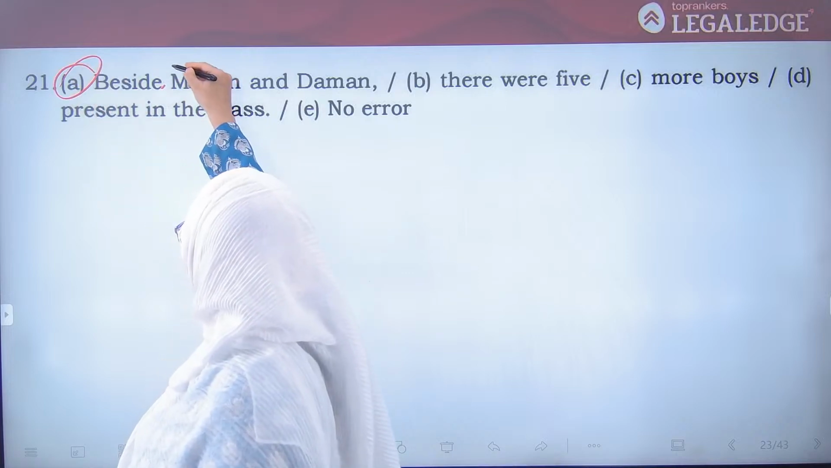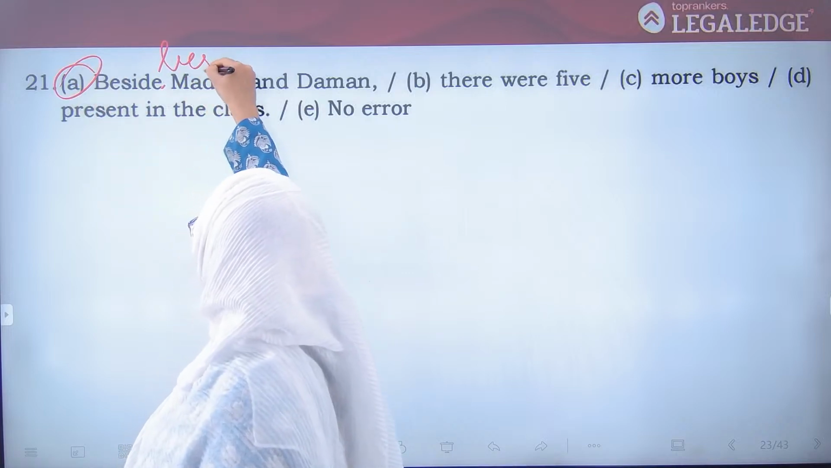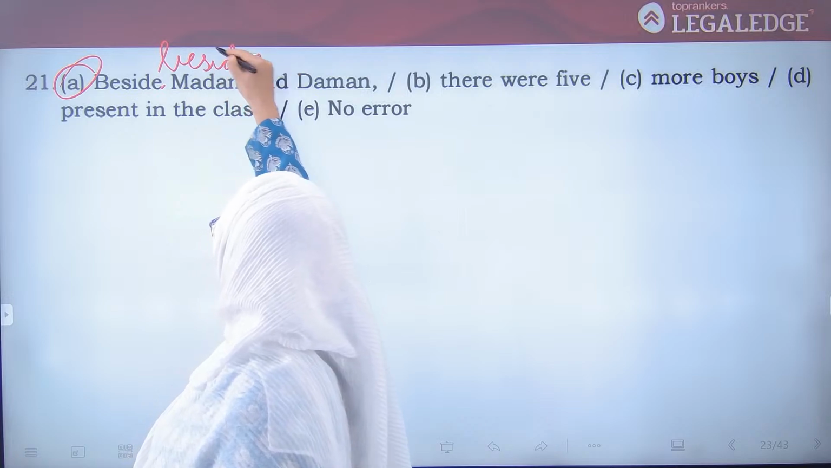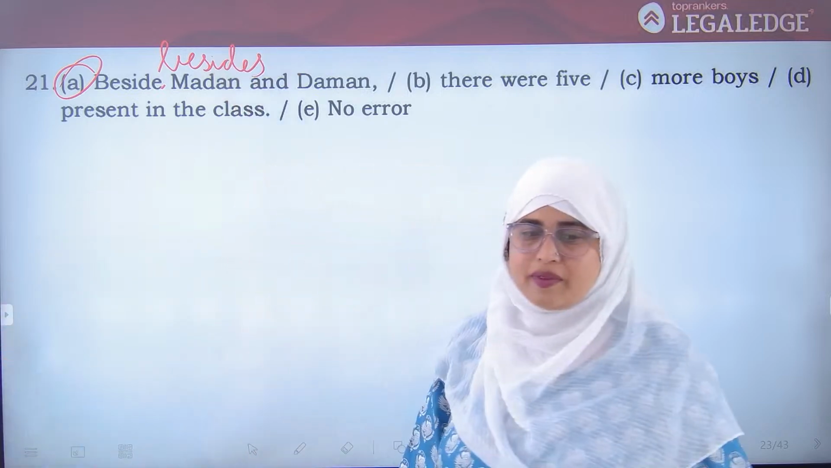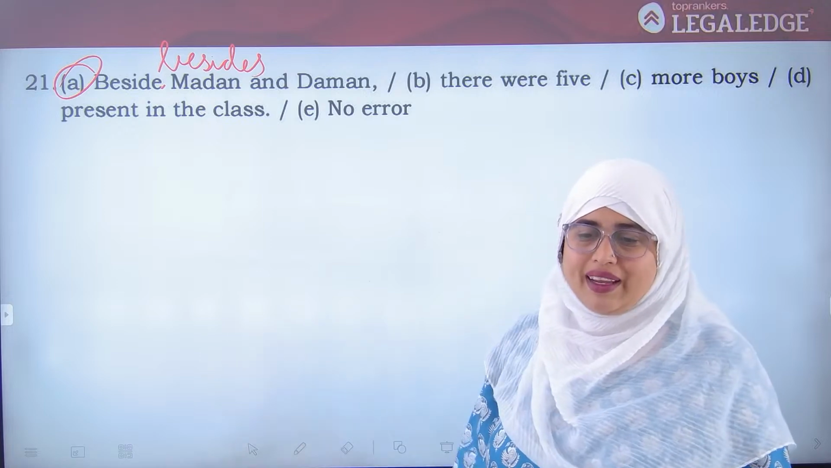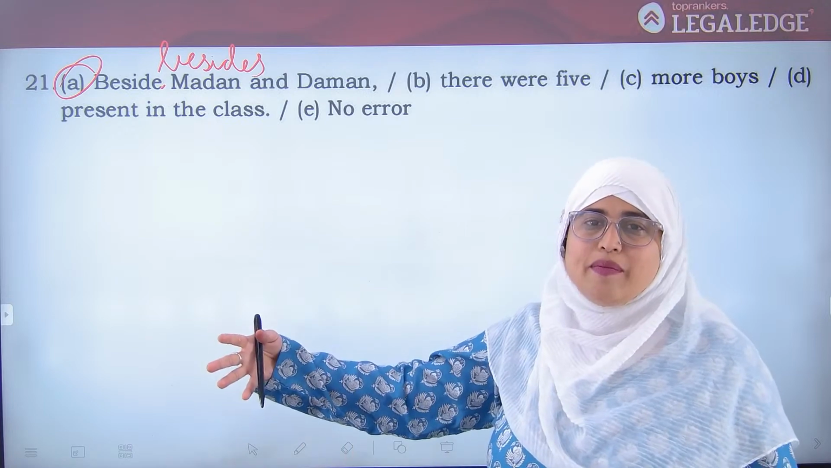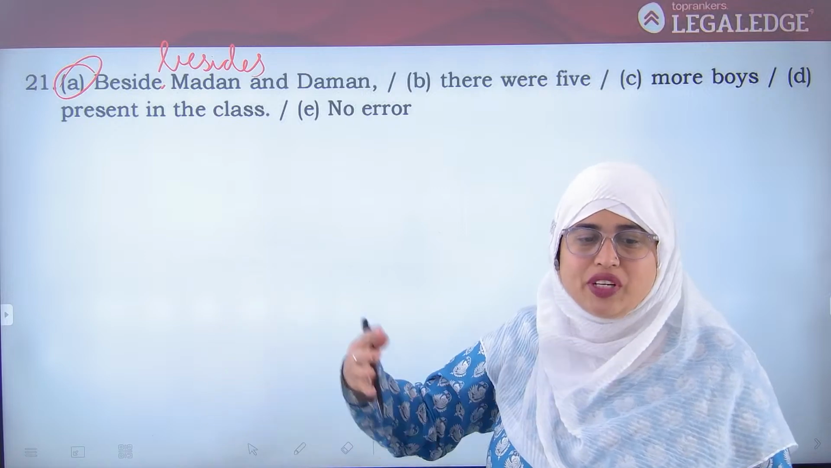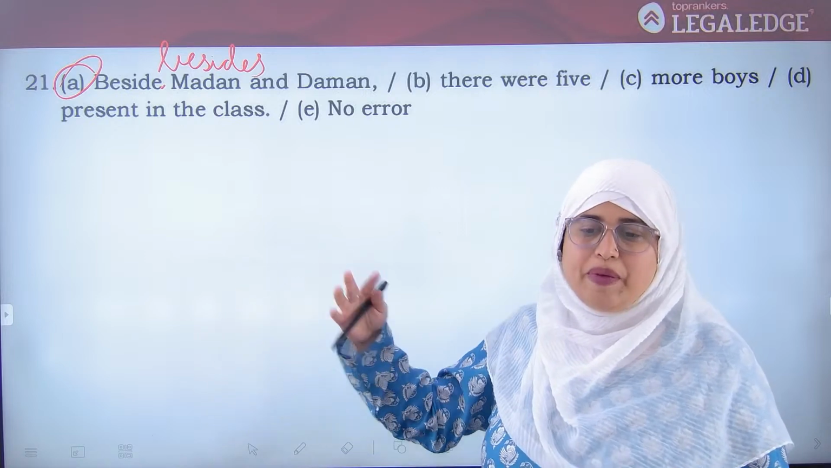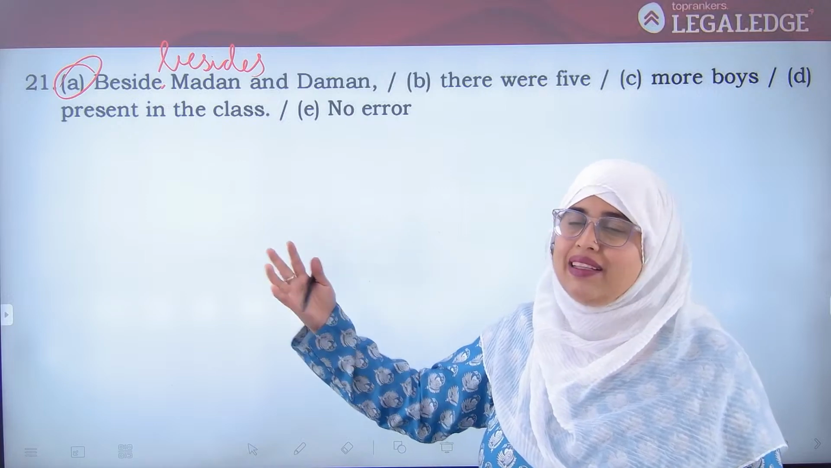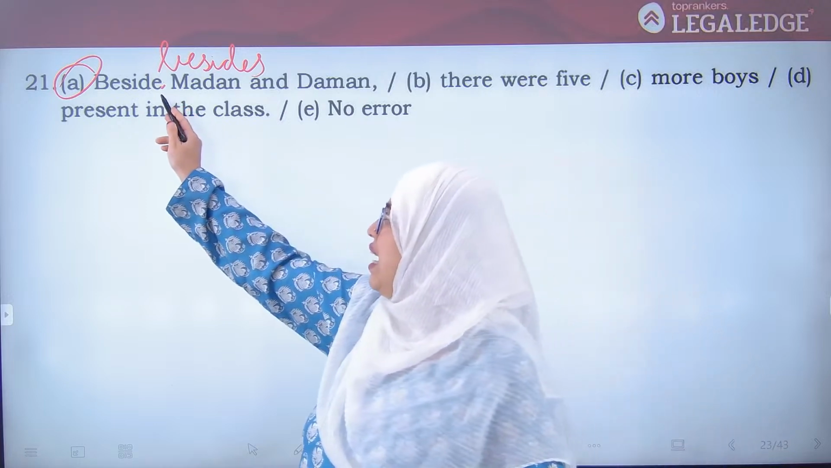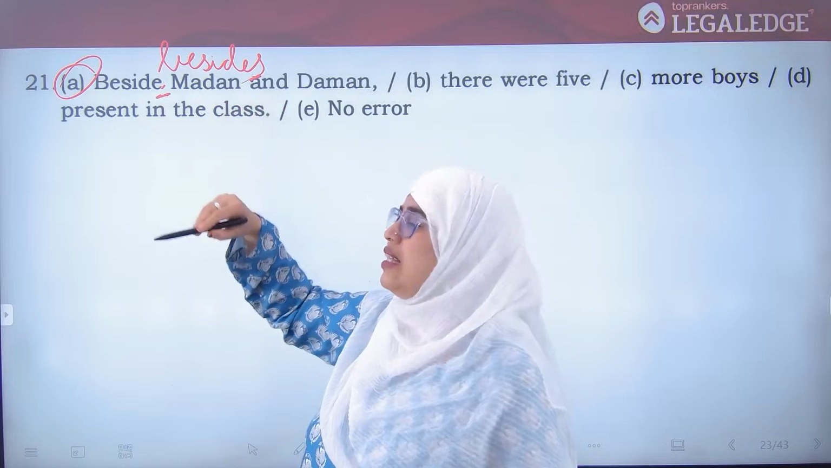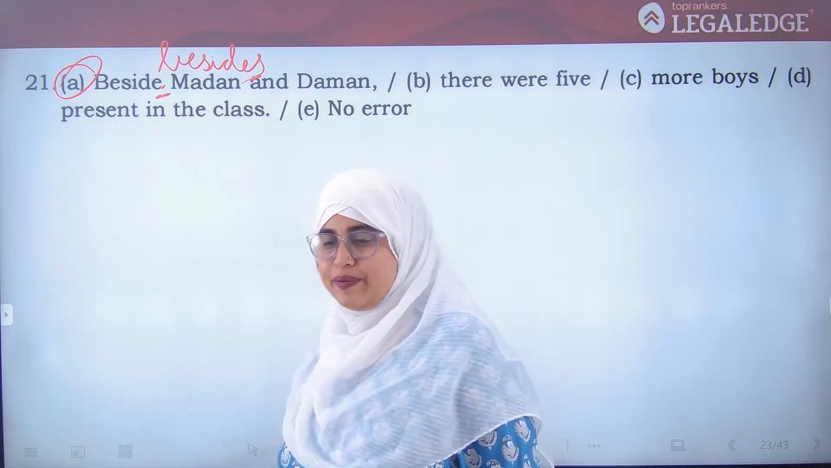Besides, इसमें besides की spelling होना चाहिए थी, besides. In addition to something. So besides Madan and Daman, there were 5 more boys in addition to Madan and Daman. Beside का मतलब होता है by the side. So यहाँ पे beside नहीं होगा बल्कि s आना चाहिए था, in addition to something, besides.